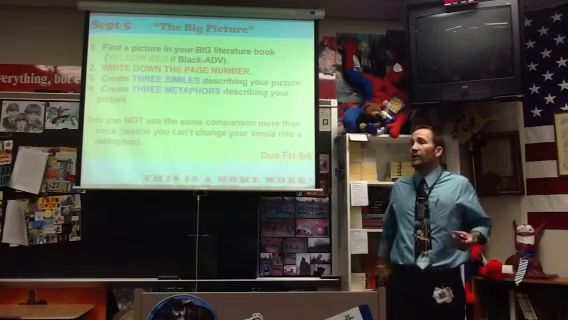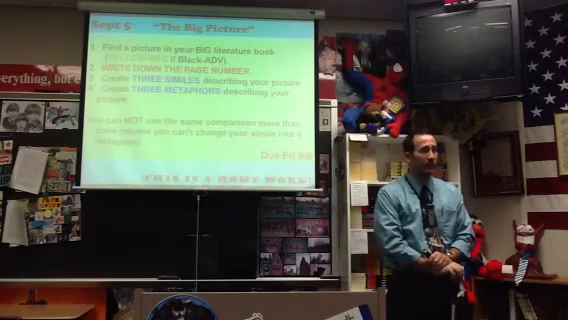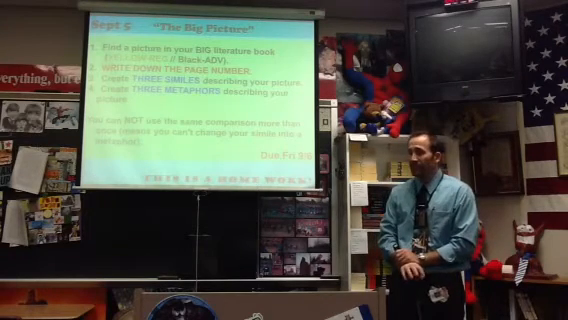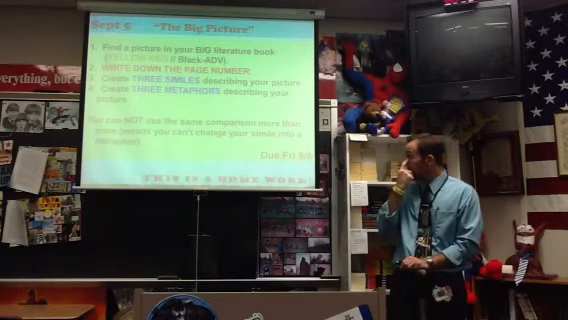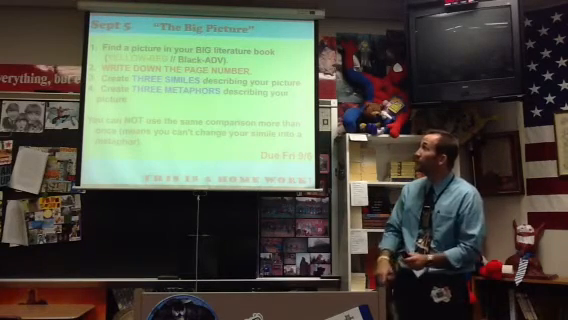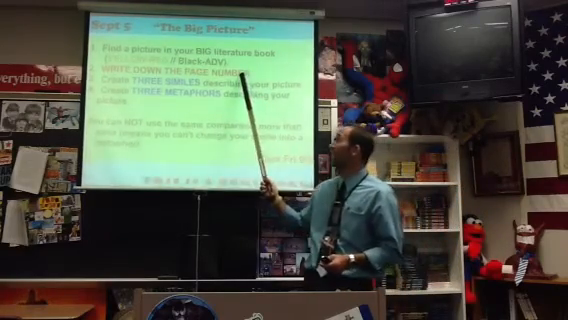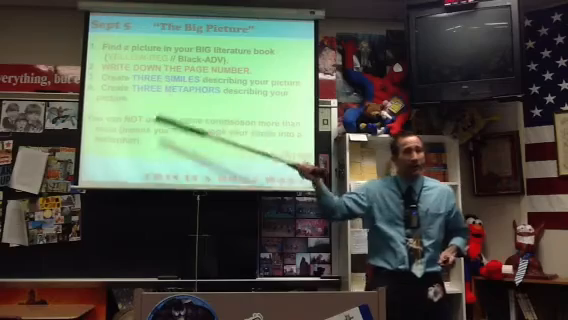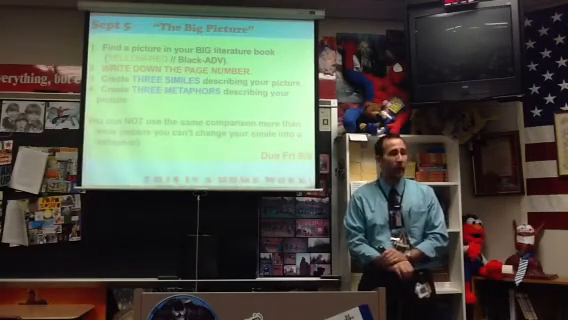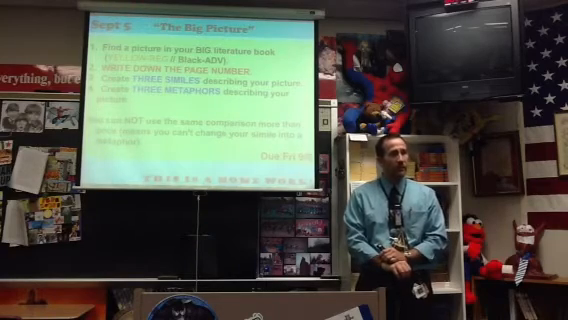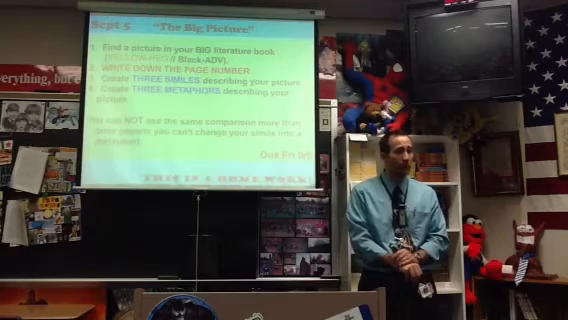Then what you're going to be doing is finding a picture in your big book that you have in front of you right there. Then you're going to write 3 similes and 3 metaphors about that picture. The most important thing that you're going to do is the thing in red. Write down the page number. If you don't write down the page number, you get no credit, because we have to be able to go back and look at the picture. So write down the page number, then 3 similes, 3 metaphors.